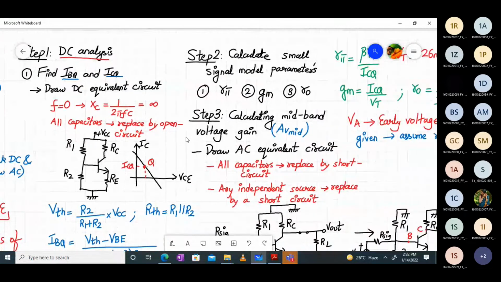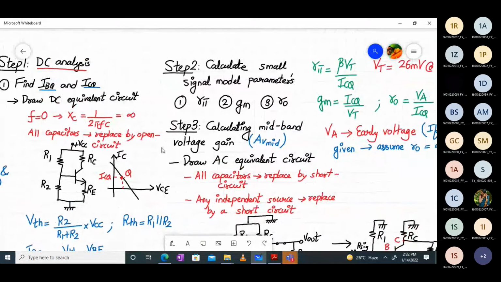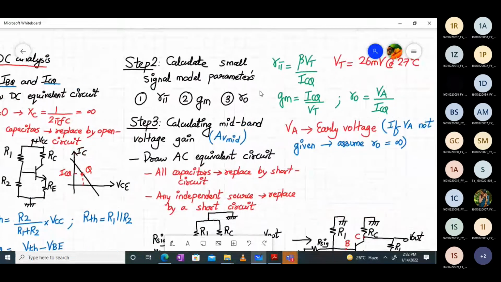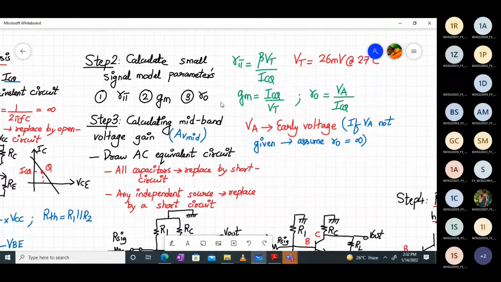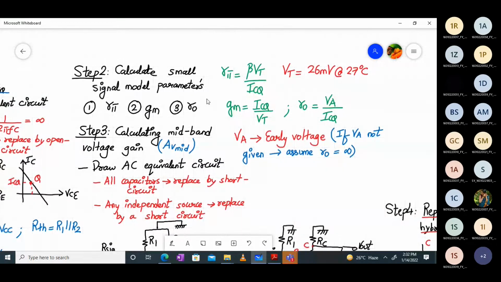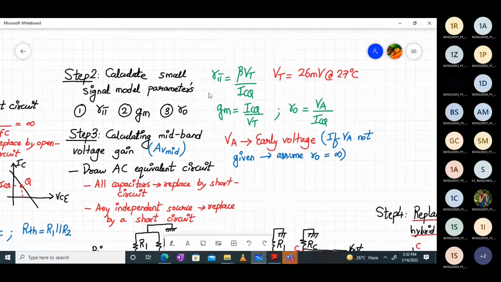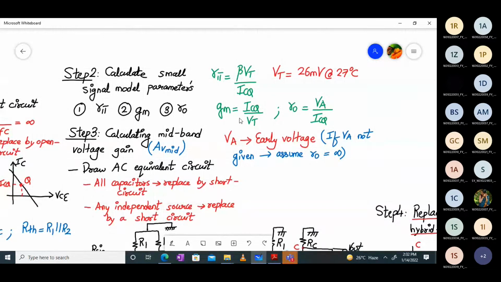Now, let's proceed forward. Why do we calculate ICQ and IBQ? We calculate them to evaluate the small signal model parameters. So what are the small signal model parameters? RPi, GM and RO, right? I think in the last semester you used the hybrid pi model, correct? You have studied the hybrid pi model, right? Yes, sir. In the hybrid pi model we have RPi, we have GM and we have RO. We will talk about that very soon.